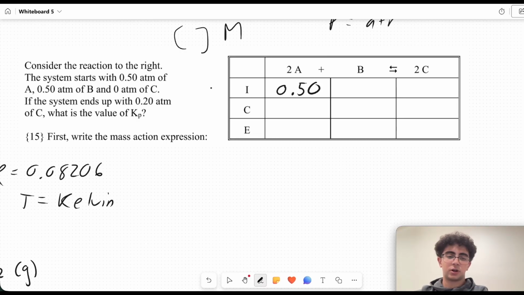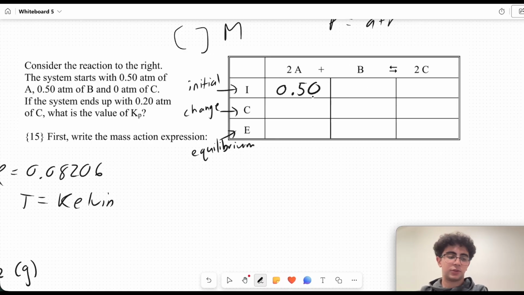So this ICE chart, all it does is I stands for initial. This is your initial concentration or pressure. C stands for change. And then E stands for your final equilibrium value. Other schools use other variations of this, but it's the same idea.